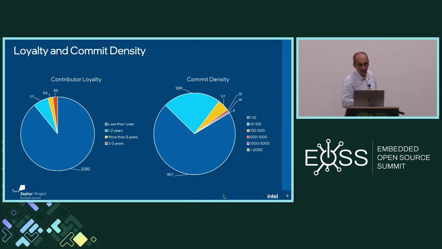That can also be seen in terms of commits. We see the majority, about 1,800 or something like that, with 1 to 10 commits, and then a very small number with commits that go into the thousands. And if you look around, some of the top committers in the project you would usually find at this conference, because they have been there for a while and are very involved.